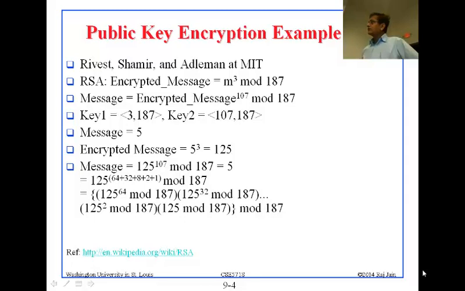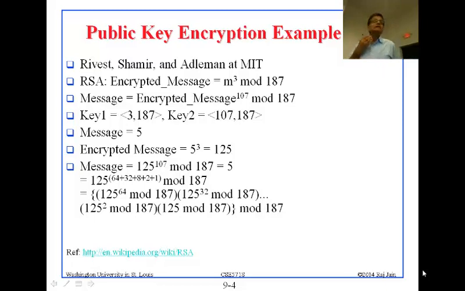So in this case, one of the keys is 3, 187, which could be the private key or public key, whatever you want to do, and the other key is 107, 187. Okay, and you could use either one as one key and the other one as the other key. But obviously, once you make something public, you are not going to use it as private. So it doesn't matter which one you encrypt with, you can decrypt with the other one, and whichever one you decrypt with, you can encrypt with the other one, and so on and so forth. Okay, they're interchangeable.